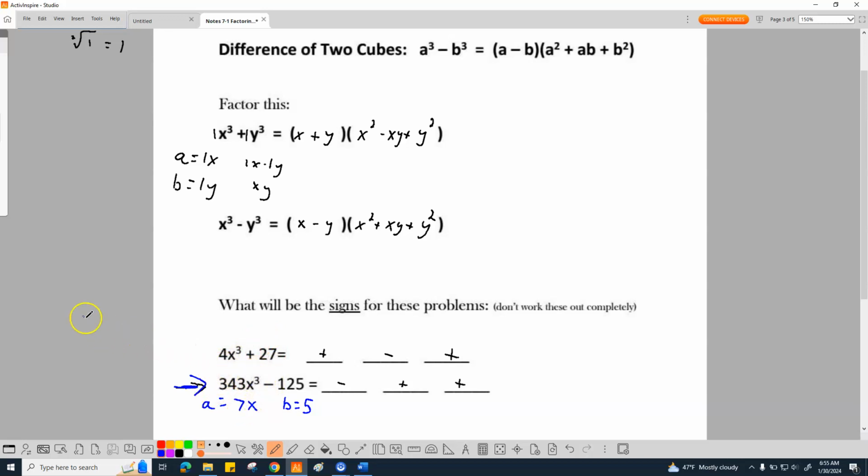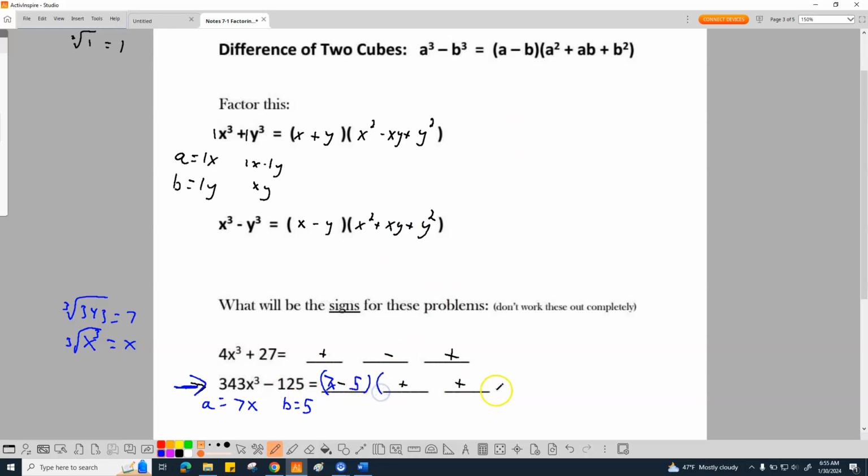Cube root of x to the cubed, and I'll even write it out. Cube root of 343 is equal to 7. The cube root of x cubed, let me make sure I put my 3's on there, is equal to x to the 1. So a is 7x, b is 5. So following this in, I'm going to put my a, 7x, hooray for me, minus my b, which is 5.